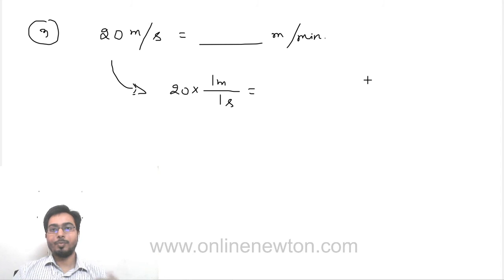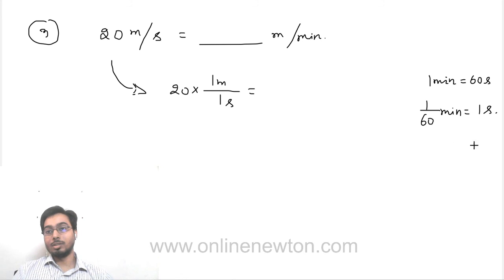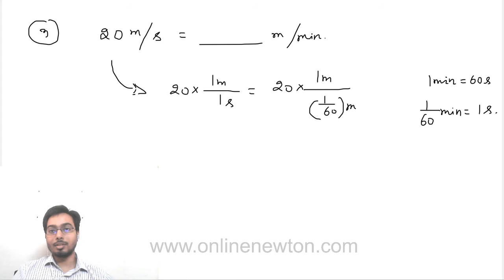That's the same thing. Here I am interested in converting seconds into minutes, and for meters there are no conversions, so I'll keep meters as meters, and the only thing I need to do is find how much is 1 second in terms of minutes. So I know 1 minute is equal to 60 seconds. If I divide both sides by 60, it will be 1 by 60 minute is equal to 1 second. Oh, great. So 20 into, I don't need to change meters, so I'll keep it like that. 1 second is 1 by 60 minutes.